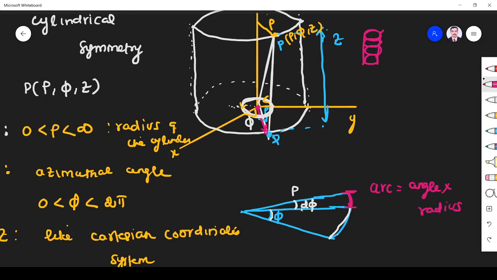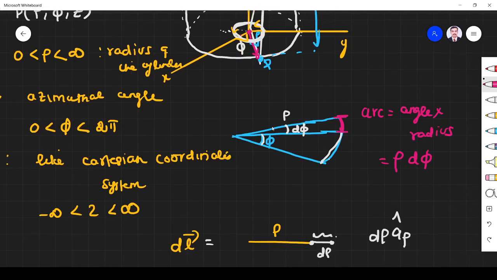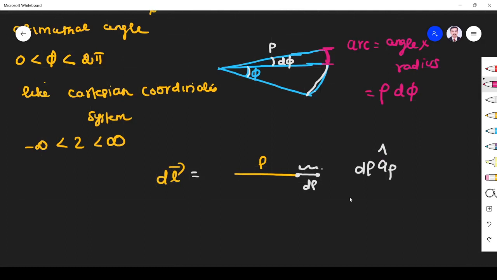What is the change in angle? d phi. So I can write the angle is d phi. What is the radius? The radius is rho here, the same radius rho here. So what is the change in length in the phi direction? Rho d phi. In which direction? Phi direction, so a phi.